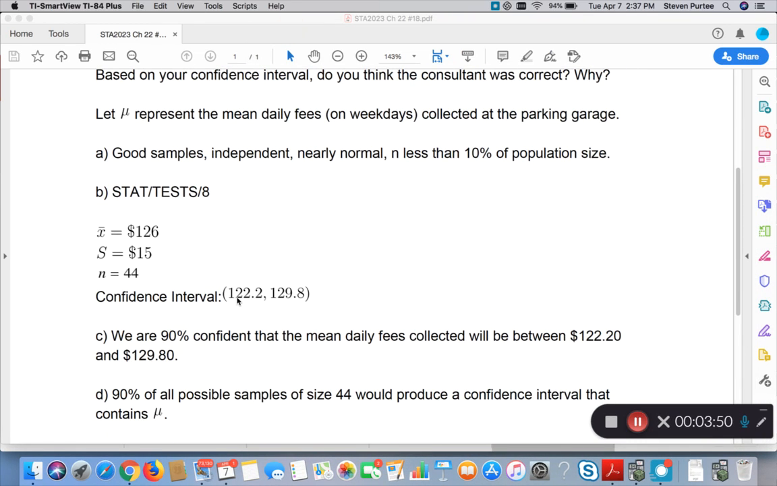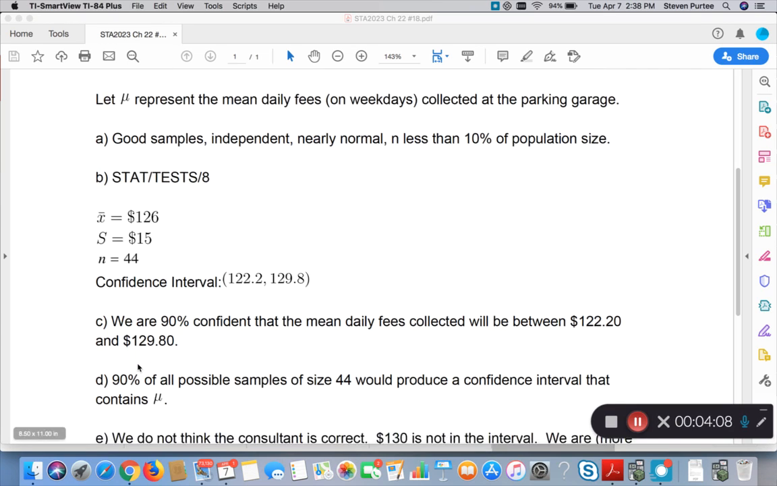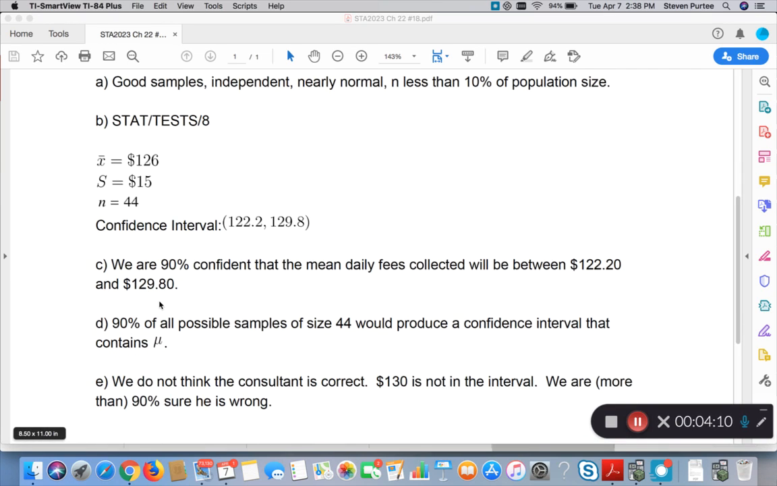And then the hard part is interpreting this. Remember, we're making predictions about mu based on the sample. So we're 90% confident that this, the mean daily fees, will be between these two numbers in dollars. Don't forget your dollar sign. Like always, when we say 90% confident, what that means is 90% of all possible samples we could collect of this size would give us a confidence interval that contains the thing we're after.